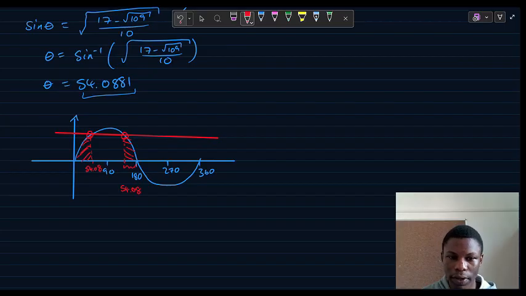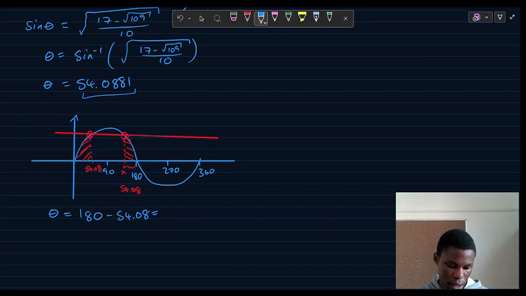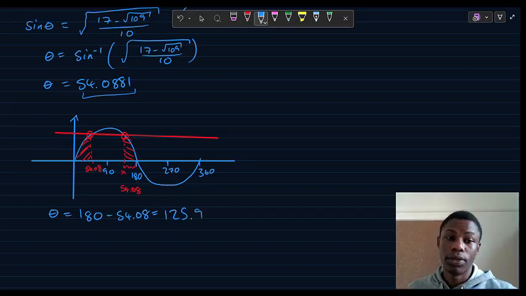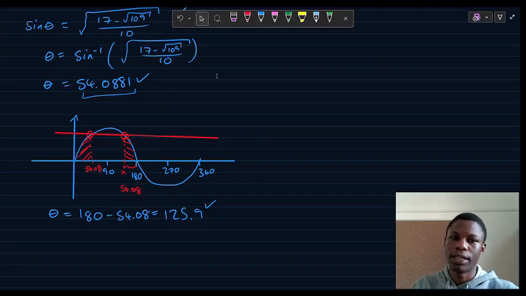So if I just subtract 54.08 from 180, I'll get my value there. So I can say that my theta is going to be 180 minus 54.08, which is 125.9. And that's the only other solution, because this 54 does fit within our interval and this 125.9 does fit within our interval.